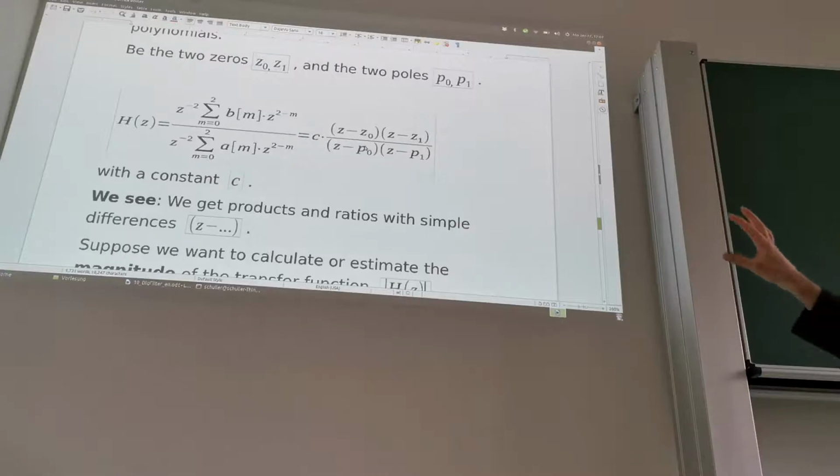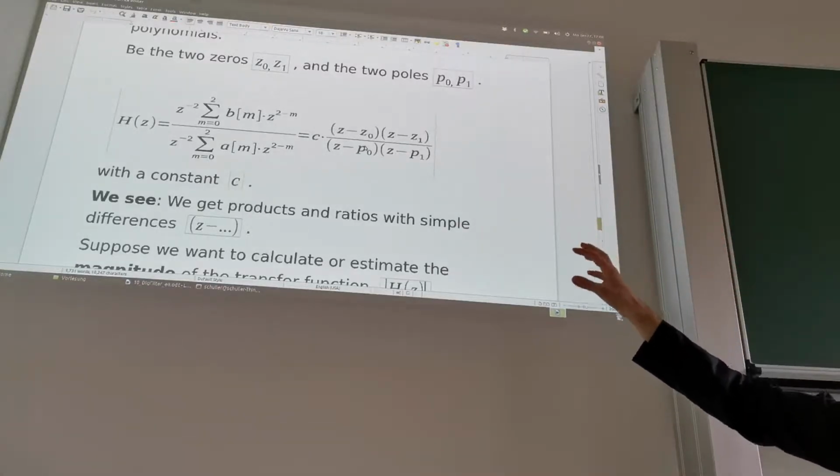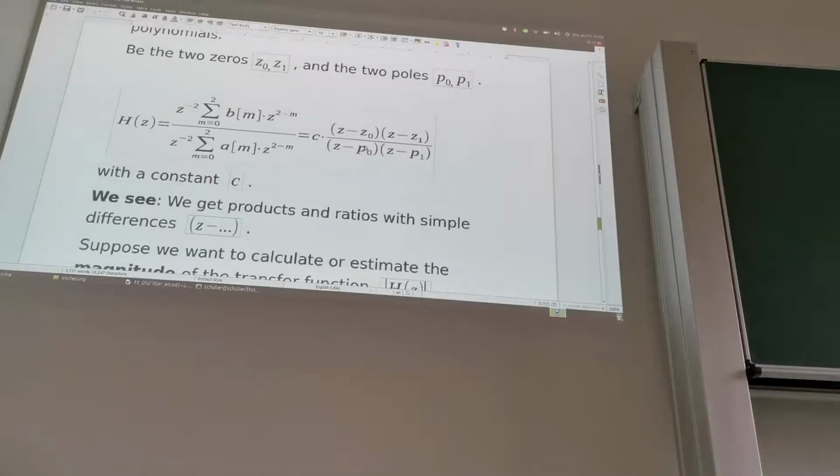Are you familiar with this formulation? Writing a polynomial as a product of their zeros. So here we have z minus z0, z minus z1, and the same here for the denominator. So we can always do this reformulation. It comes out of polynomial theory.